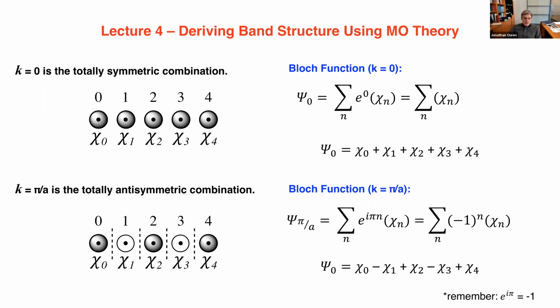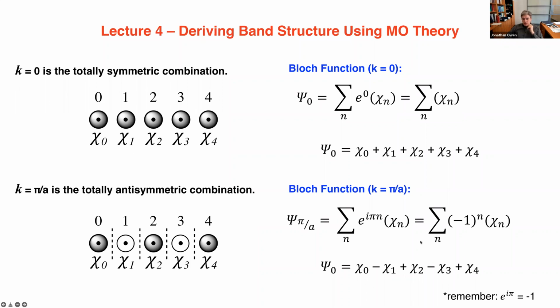Okay, so when you make up molecular orbital functions using Bloch functions, two of the very relevant indices k are k equals 0. That's the all positive combination of the component orbitals. And k equals pi over a gives you the alternating plus minus combination of those orbitals.